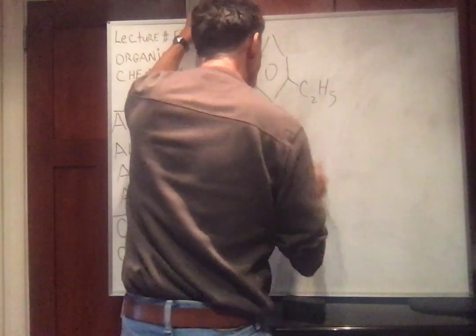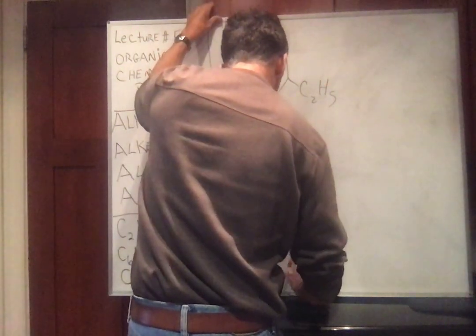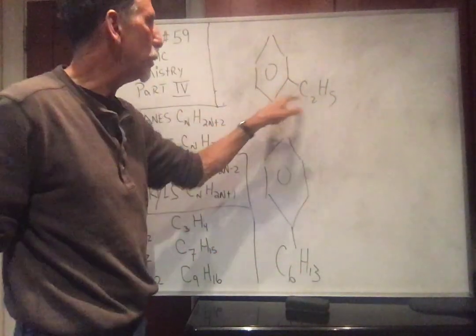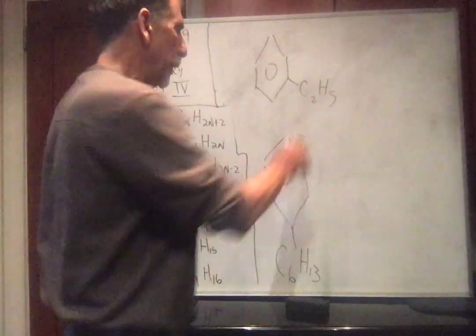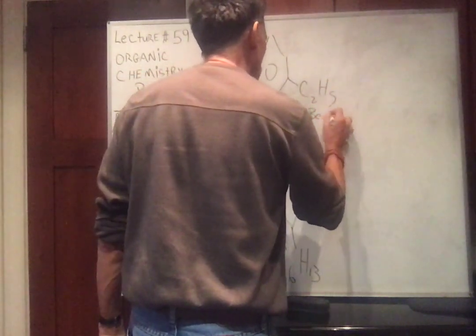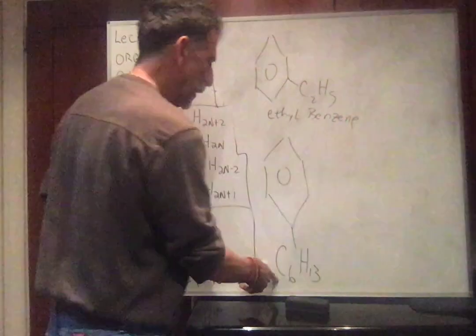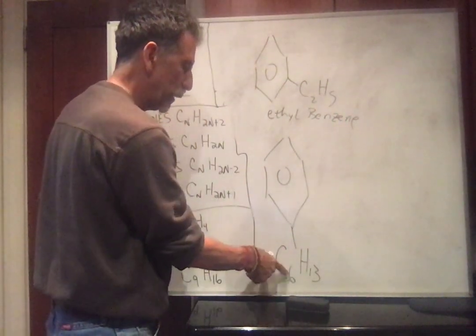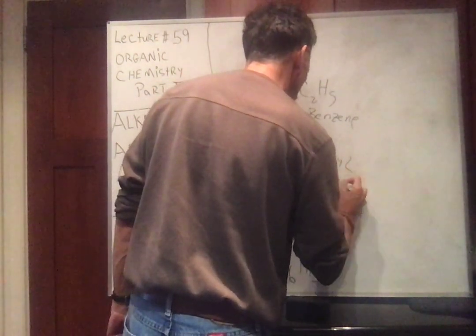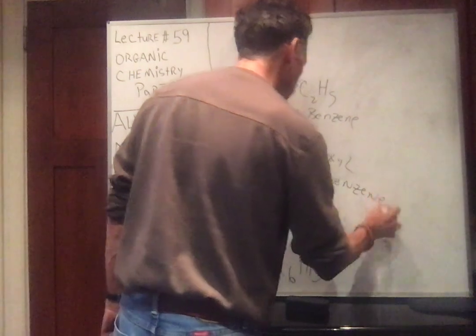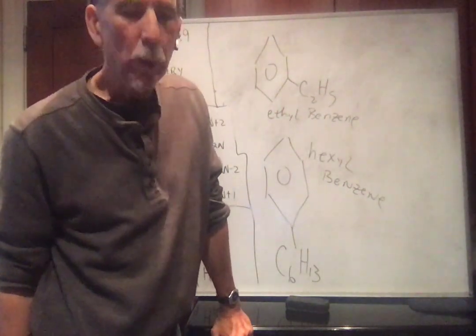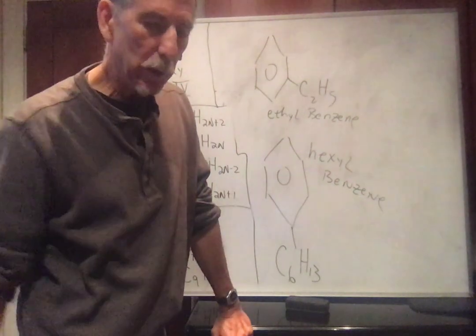Let's look at some silly ones, shall we? Again, it doesn't matter where I put these. Let's just look. C2H5. What is this? What is C2H5? Again, it's odd, 2 carbons. So this would be ethylbenzene. C6H13. It's odd. So what is this? Hexylbenzene. Wow, isn't that hard? Not hard at all. So mono-substituted benzenes are very, very easy.